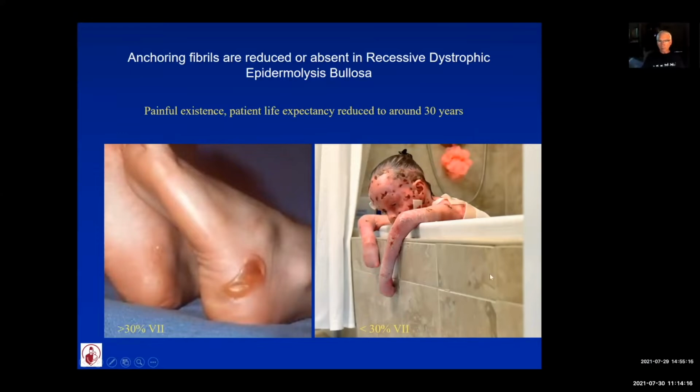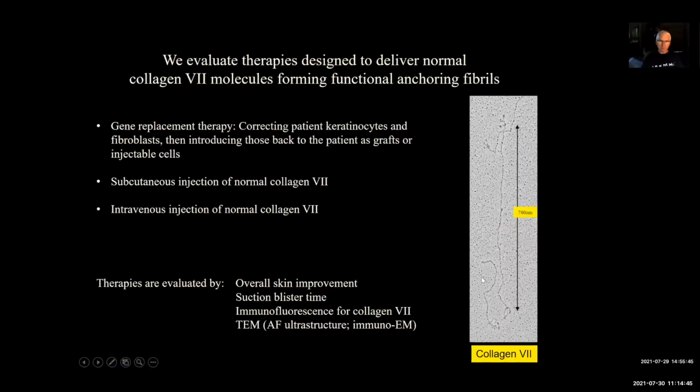There's also individuals who are severely affected with less than 30% normal type 7 collagen, or possibly nil to none. These individuals' life expectancy is reduced to around 30 years. They'll likely succumb to sepsis or squamous cell carcinoma, and their lives are quite painful and quite miserable. So we'd like to help these kids get over this disease.